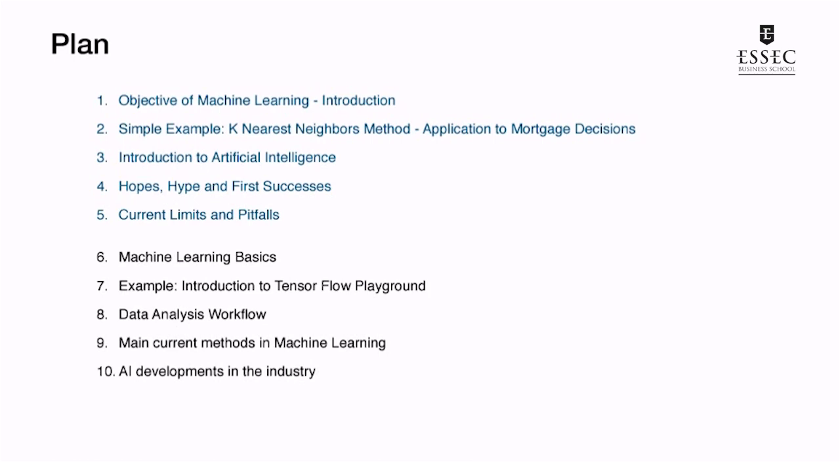Then we'll step back a little bit and talk about AI, the history, the hopes, hypes, some first major business successes which happened during the past few years, and also the current limits and pitfalls. Then in the second part, we'll talk a little bit more about machine learning and do some examples. I will show you a playground on which you can dive a bit more and run some machine learning cases. And we are going to concentrate on the main developments in AI in the industry today, and what are some of the differentiation factors between the companies and their approach to AI.